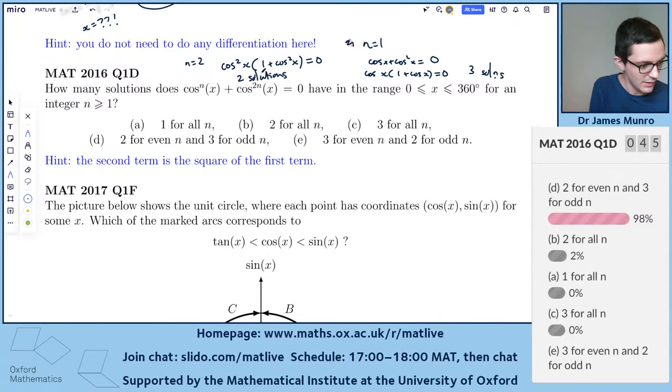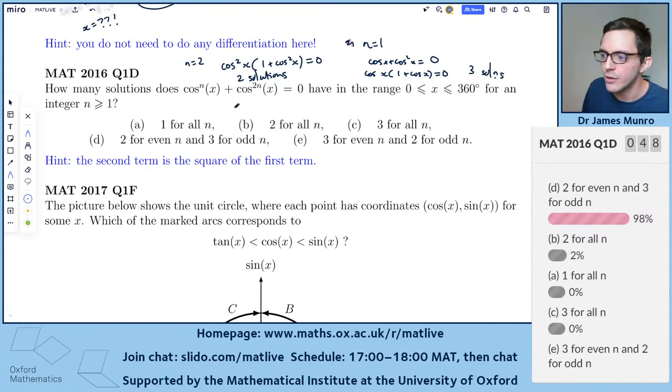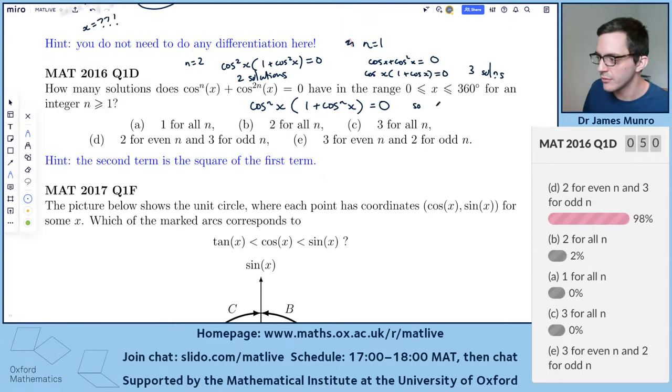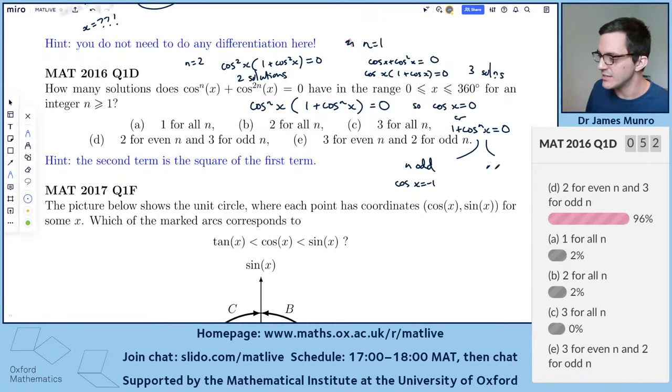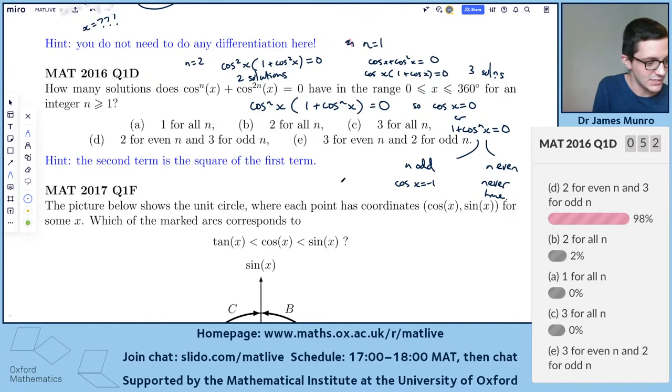Okay. In general, let's do the general case just to write it out. In general, this thing we're given, so either cos x equals 0 or 1 plus cos to the n x equals 0. This, if n is odd, is just cos x equals minus 1, which has a solution. But if n is even, then this is never true for any x. Cool, okay, so I think this is 3 solutions when n is odd and 2 when n is even, which is option D. I agree with chat. Thank you, chat.